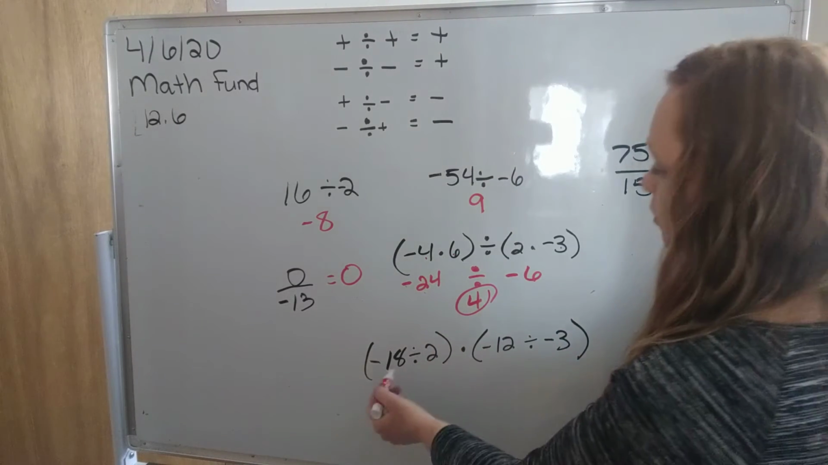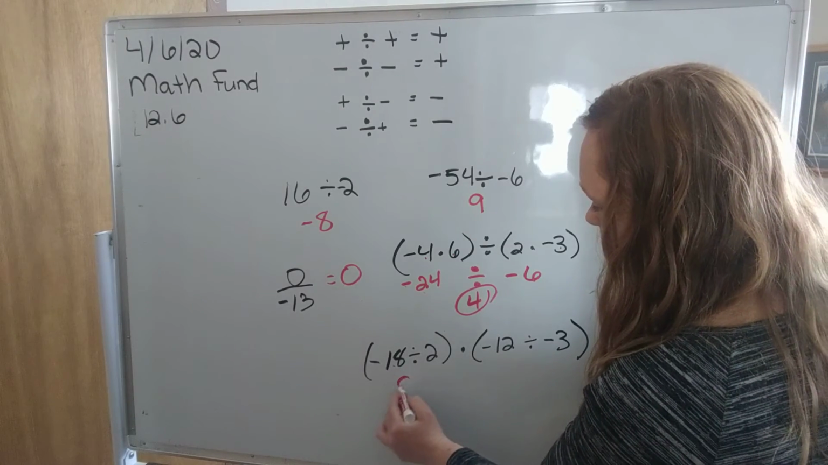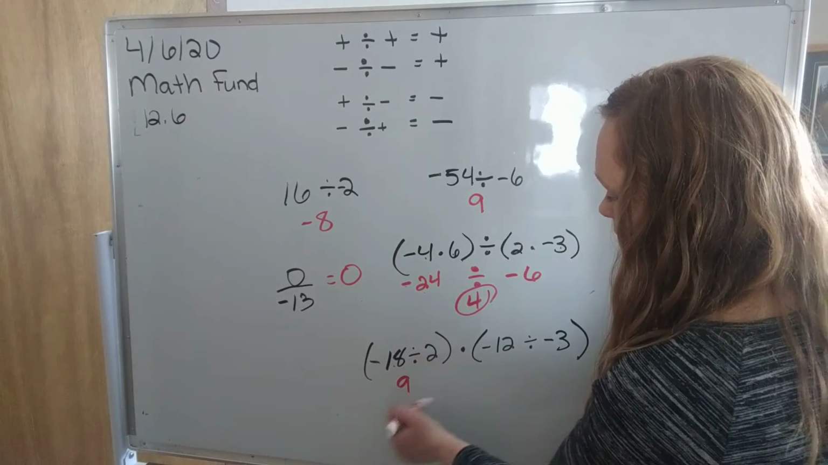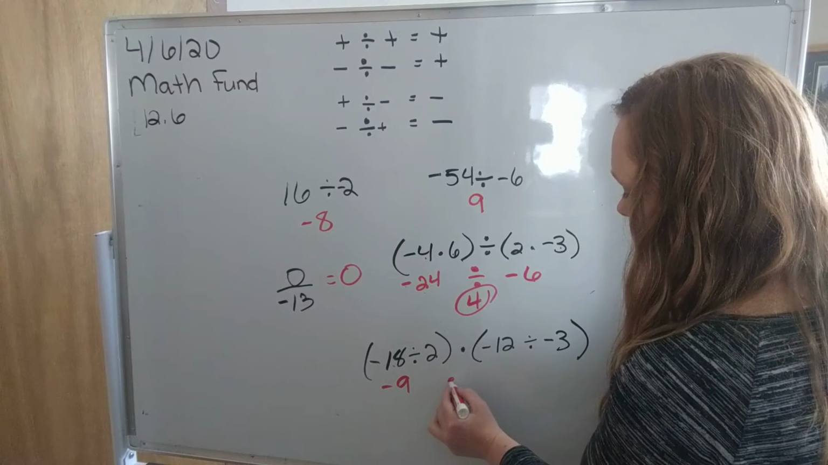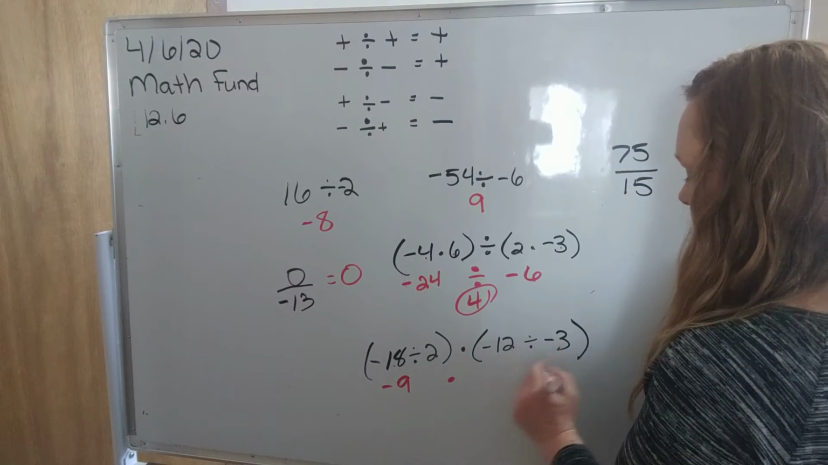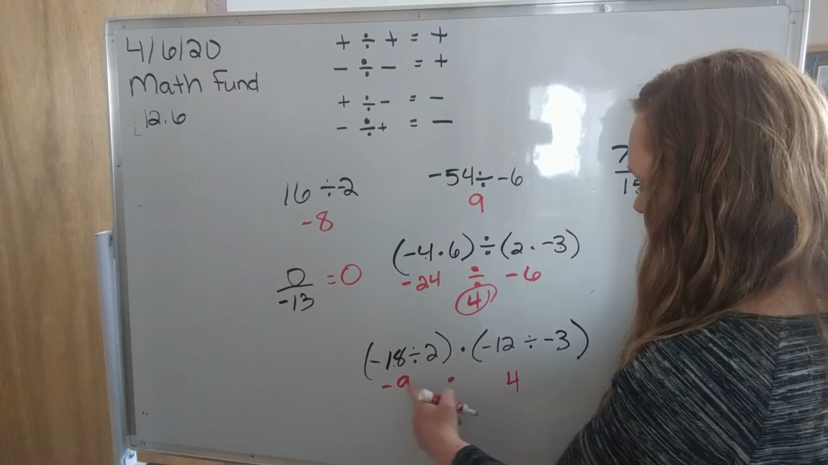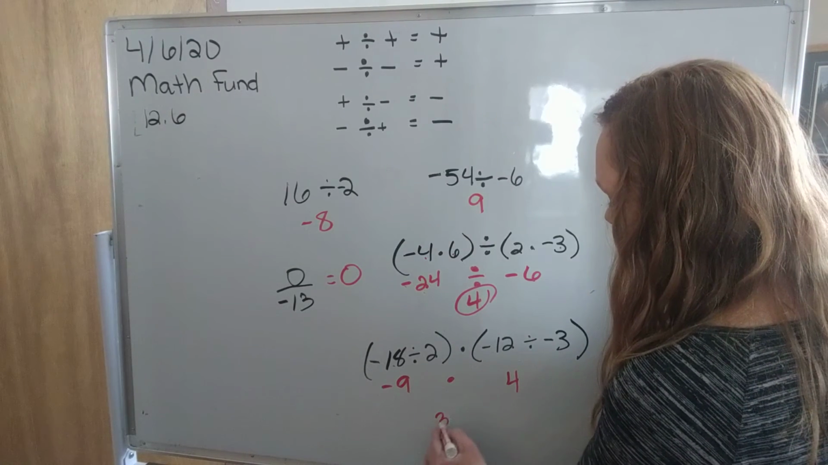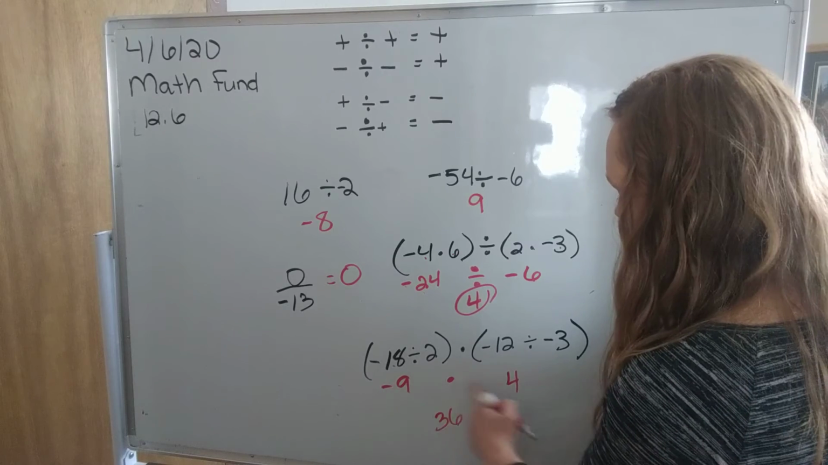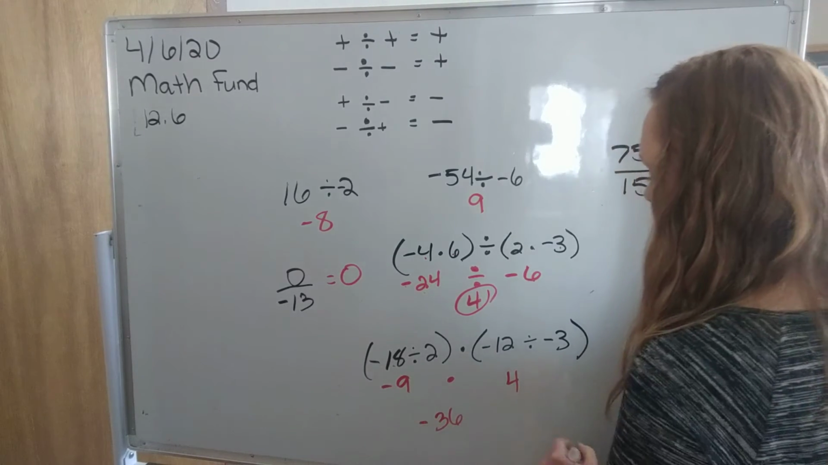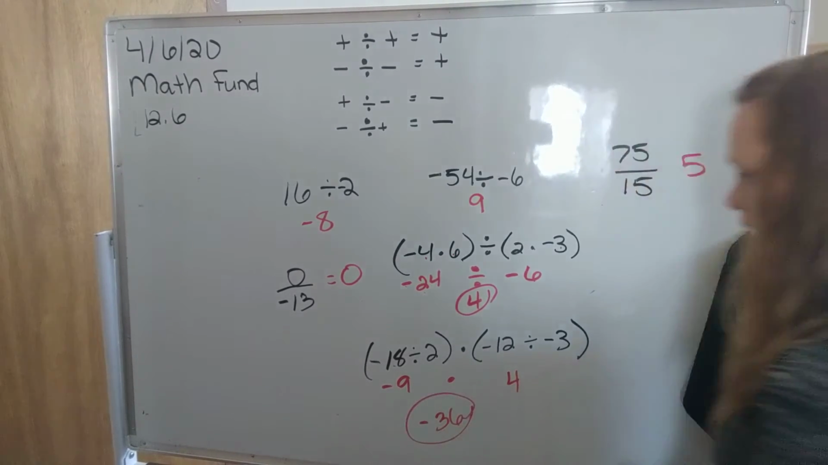Let's answer what's in these parentheses first. 18 divided by 2 is 9. I have a negative and a positive, so I have a negative answer. 12 divided by 3 is 4. 2 negatives make a positive. 9 times 4 is 36. I have a negative and a positive, so my answer will be negative.